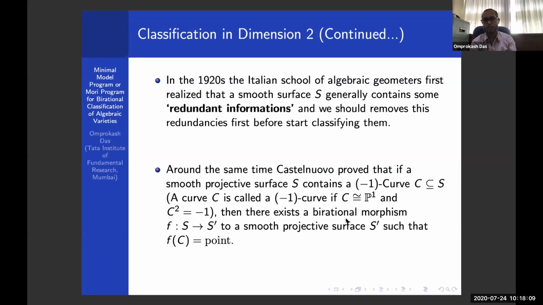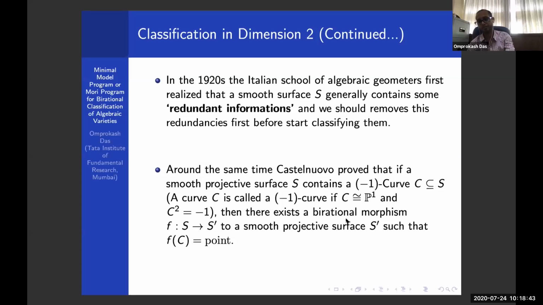He showed that if you take a smooth projective surface S that contains a -1 curve, a curve is called -1 if it is isomorphic to P1 and has self-intersection -1. I'm not going into any detail of what that means. But anyway, if it contains a -1 curve, then that curve can be contracted by a morphism f from S to S prime, another smooth projective surface. So f of C becomes a point in S prime. This is possible: you contract the -1 curve and still get a smooth projective surface.